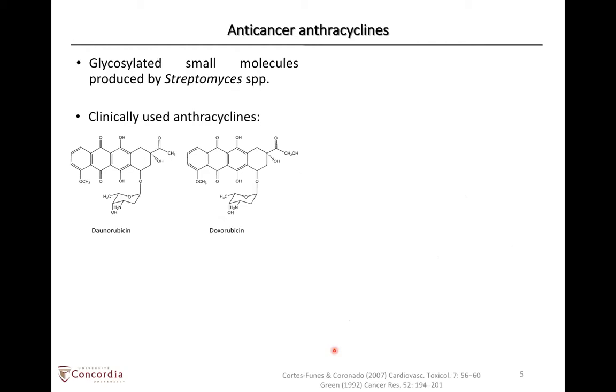Anthracyclines are a class of small molecule glycosylated products, and in nature, these are produced by Streptomyces species. Some of the clinically important anthracyclines include Daunorubicin and Doxorubicin. Daunorubicin is used for treating acute lymphoblastic leukemia and myeloblastic leukemia, whereas Doxorubicin shows broad spectrum anti-cancer activity. However, prolonged administration of these anti-cancer drugs results in dose-dependent cardiotoxicity.